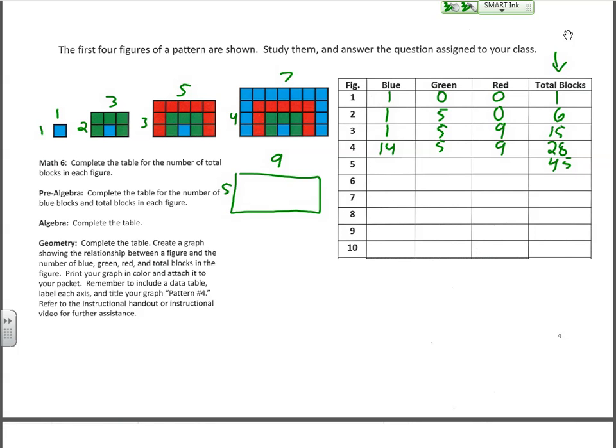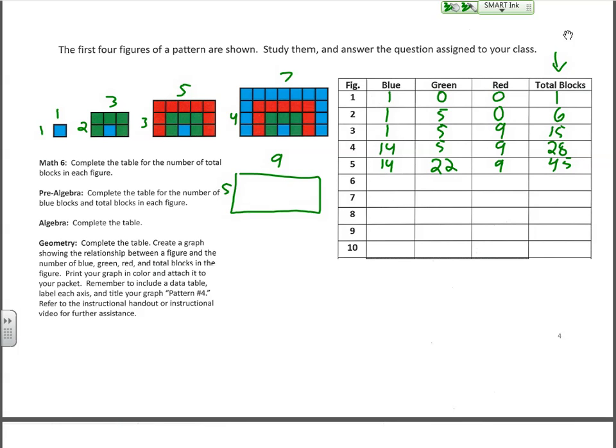How many blue blocks will be in figure 5? 14. And we know that because only one color is added at a time. And if it's green's turn, that means that blue is staying the same and red is staying the same. So far, of those 45 blocks, 23 of them, 14 plus 9, are already accounted for, which means how many are going to be green? 22. Okay?